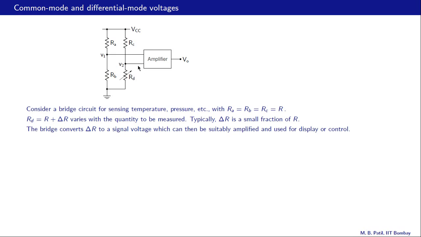So this V2 minus V1 is going to be proportional in some way to the resistance change delta R, which is proportional to the quantity being measured, and therefore the output voltage would be a measure of the temperature or pressure. So that is the broad idea. Let us now see what the signal is going to be.